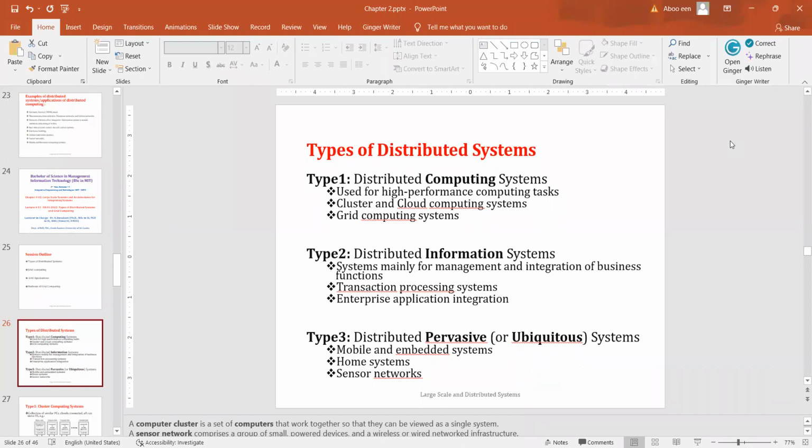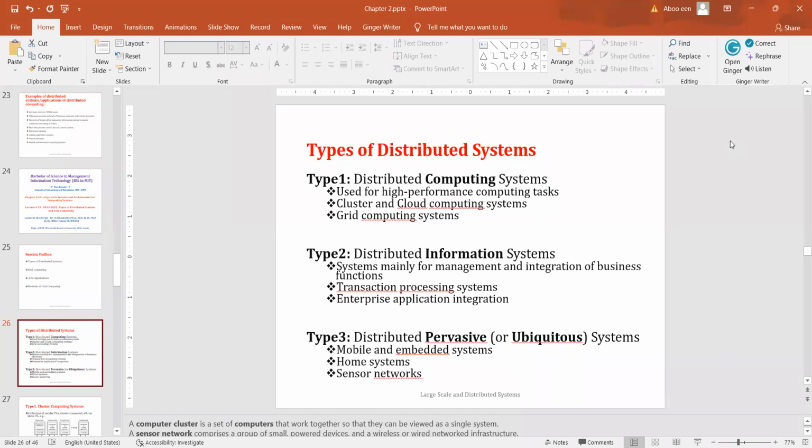And a grid computing system. Any idea about these grid computing systems? Grid computing systems. Grid computing.